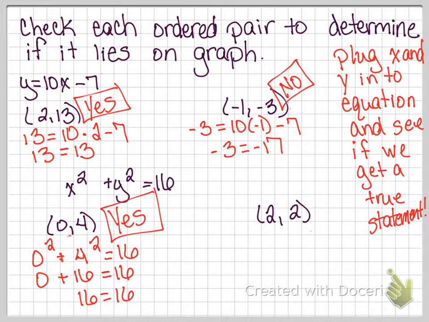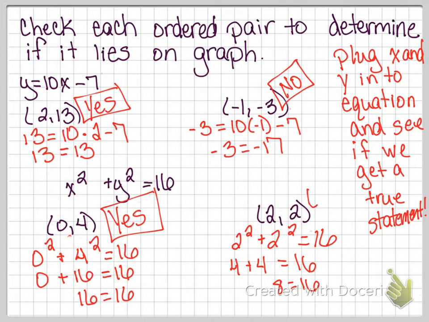Okay, for the next one, I've got 2 squared plus 2 squared equals 16. Order of operations means I have to do the 2 squared first. So I've got 4 plus 4. Is that true? No. So that means this is not on the graph. Okay?